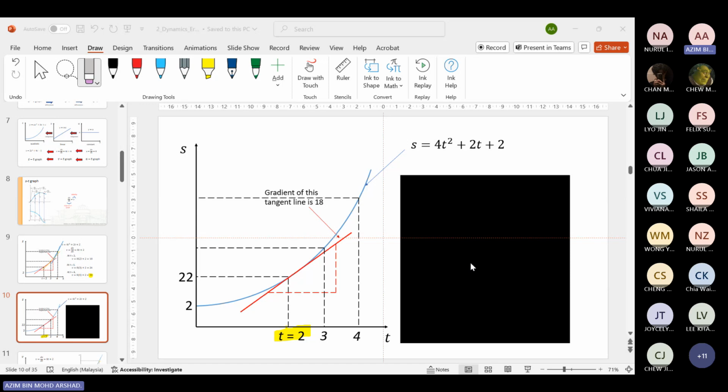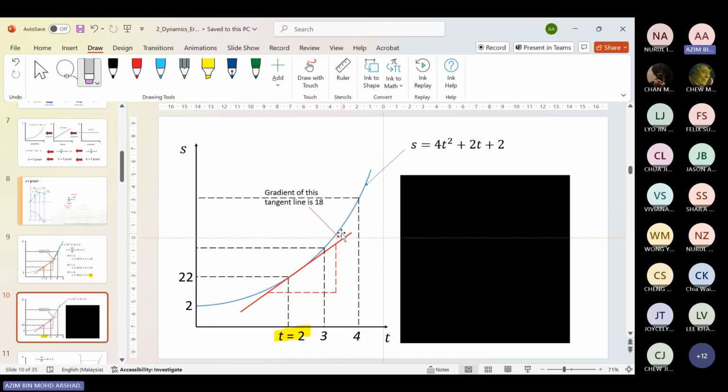So it represents gradient. But gradient of what? Can someone explain more? What gradient? What gradient does it represent? Although I already wrote it here.